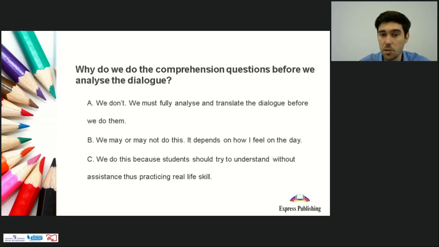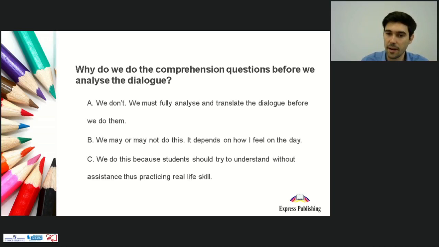We do this because students should try to understand without assistance, thus practicing a real-life skill. If you imagine that in the future, many of our primary students will be doing exams. In an exam, will our students have the option to translate a text for them? Will they be able to use a dictionary in the test? Of course, they won't be able to do this.